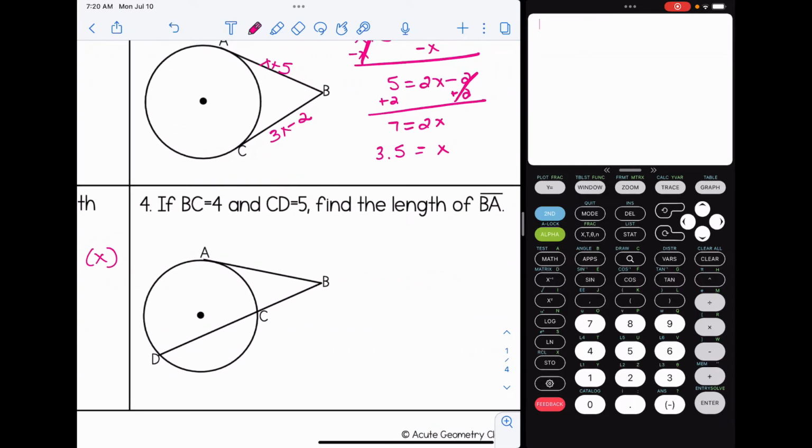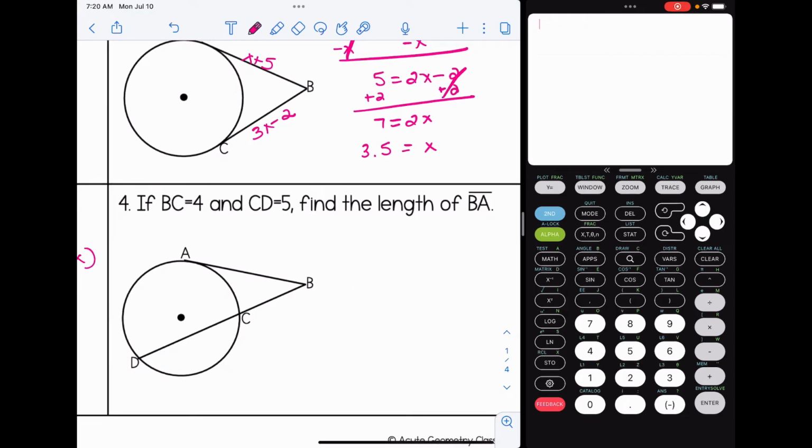For number 4, when I look at this picture, I see that this is the tangent secant option. So BC is 4, CD is 5, BA we're looking for, so I'm going to call that x. All right, so this question brings a point to our attention that we have to just pay attention to when we are looking at secants. So the rule is outer times whole. So the outer is 4, but the whole thing is not 5. The whole thing wasn't given to us, but we can quickly find it by just adding those pieces together. Then that's equal to tangent squared.